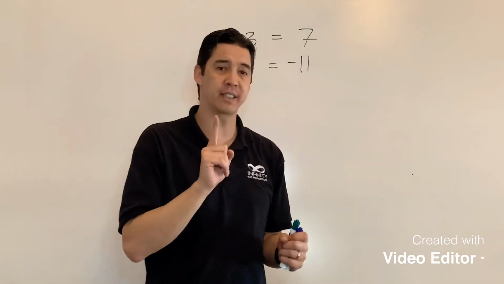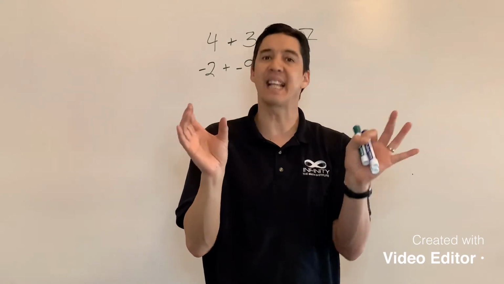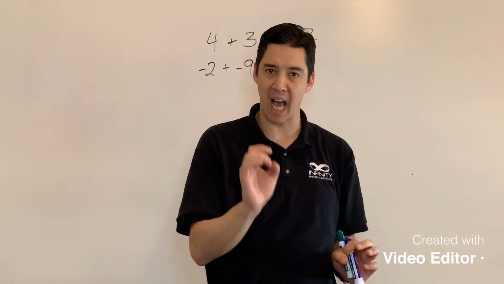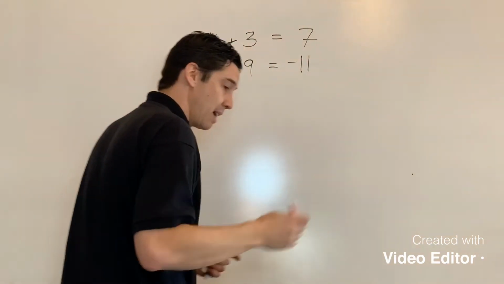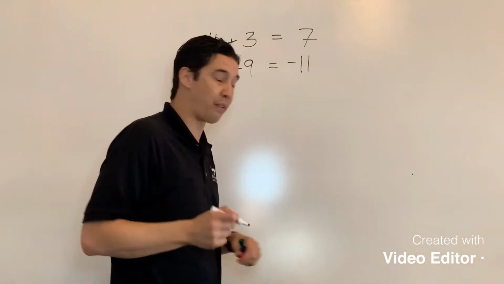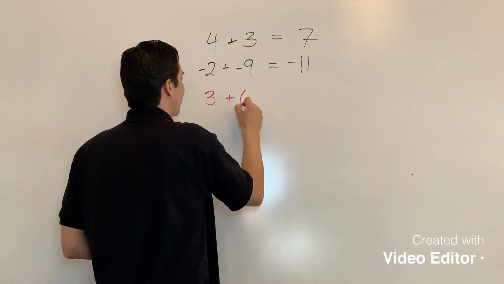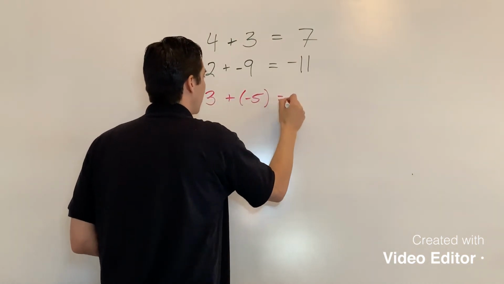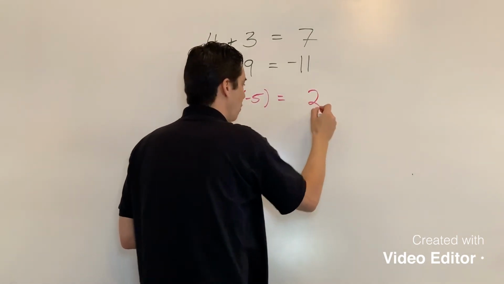When adding integers of different polarity, you subtract the numbers and keep the polarity of the highest absolute value. Please learn how to say that verbatim. So, let's get two integers with different polarity. How about 3 plus negative 5? The first thing we do is subtract. 5 minus 3 is 2.